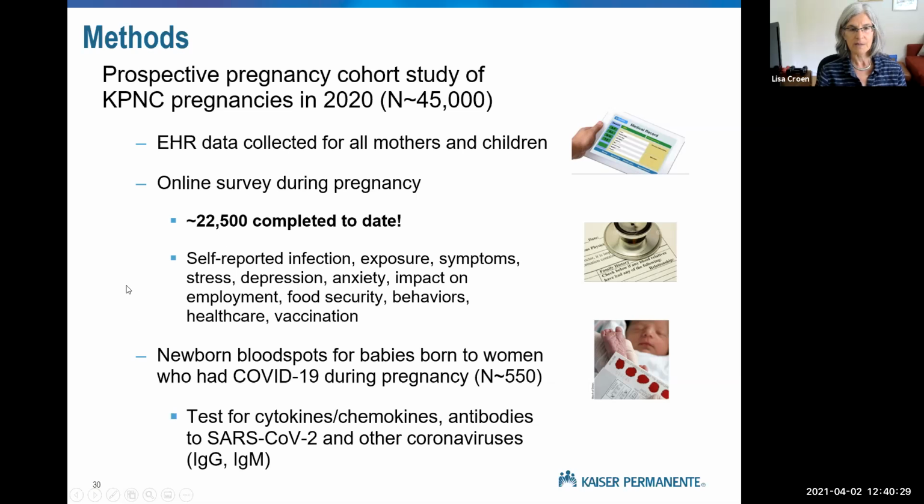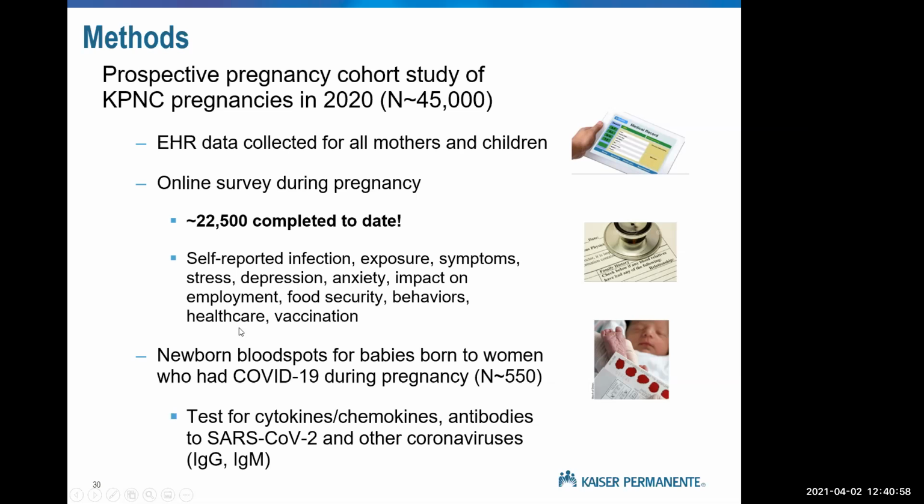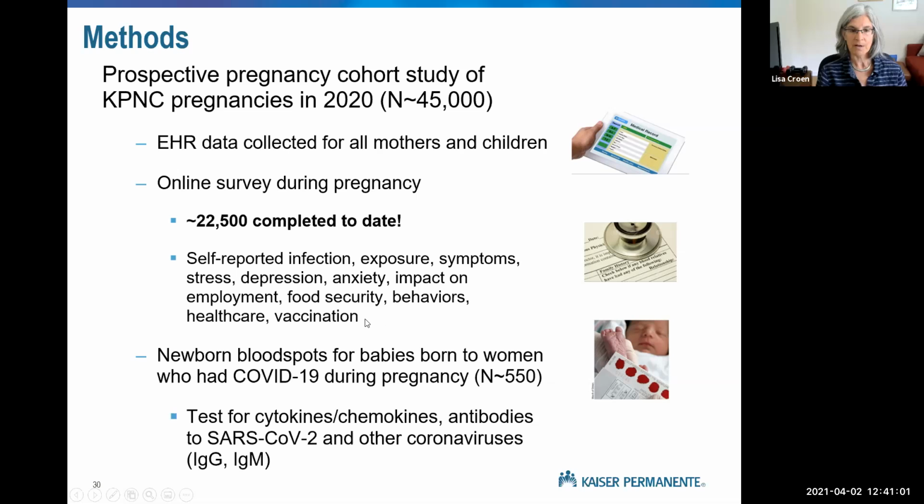The survey is self-reported COVID symptoms, exposures to COVID, or COVID exposed people. We also are asking about stress, depression, anxiety, impacts on employment, food security, behaviors that have changed because of the pandemic, such as increased TV watching or doing puzzles, or both positive and negative kind of behaviors that may have changed. Healthcare access and utilization, and now we're adding a question on the COVID vaccine as well.